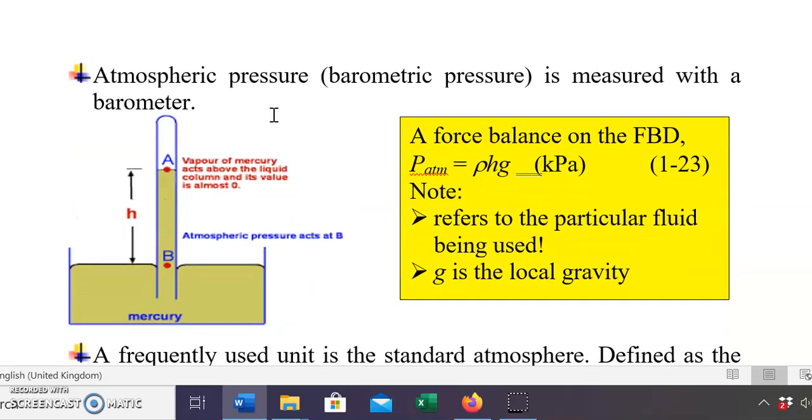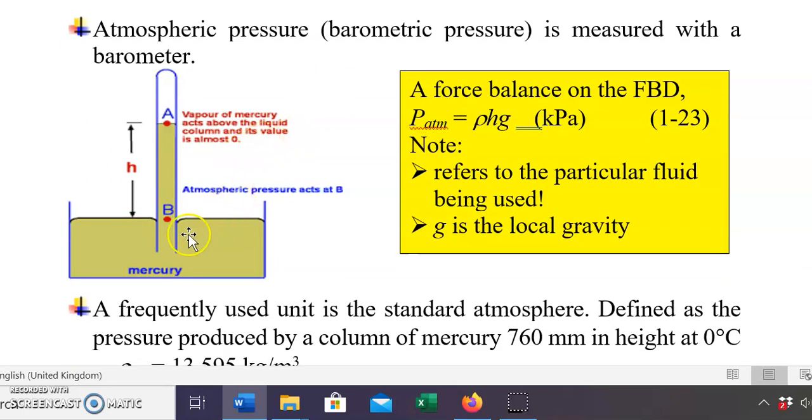Atmospheric pressure. Yes, we need atmospheric pressure in order to get absolute pressure if we are given the gauge pressure. Atmospheric pressure, or what we call barometric pressure, is normally measured with a barometer. A force balance on the free body diagram will tell you that the pressure at location B is just rho g h of the mercury, the same as the atmospheric pressure at that location B.